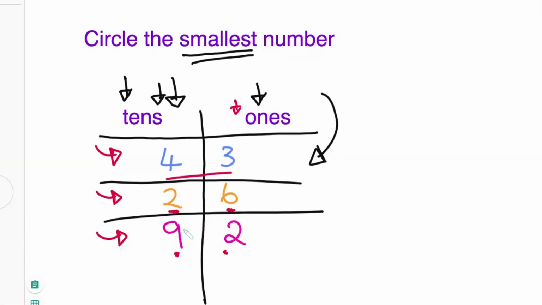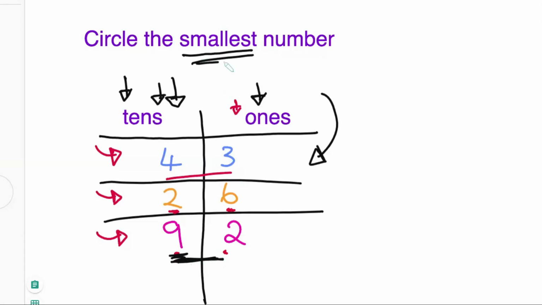By looking at the numbers in the tens column only, so these numbers here, number 4, 2 and 9, which is the largest number? Which is the biggest digit? You are absolutely correct. So the biggest digit we have here is 9. So we know that number 92 is the largest number.